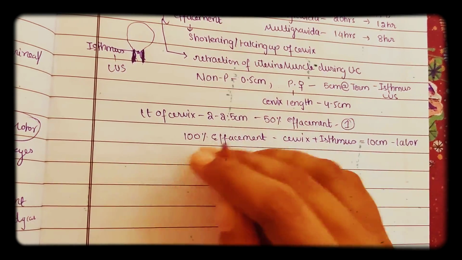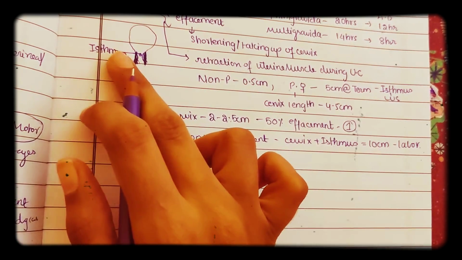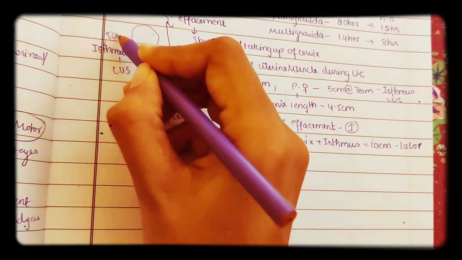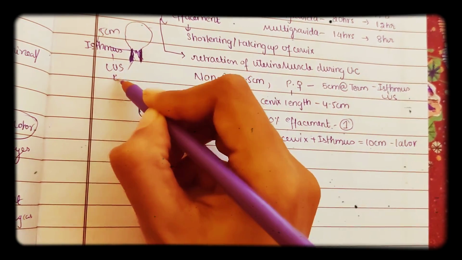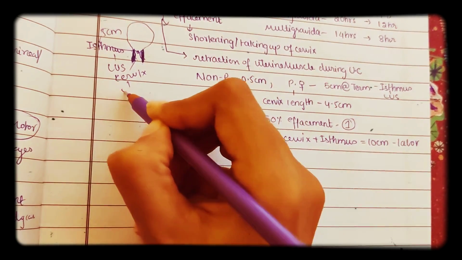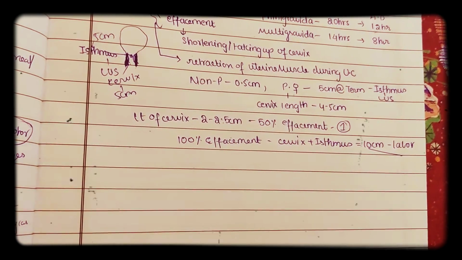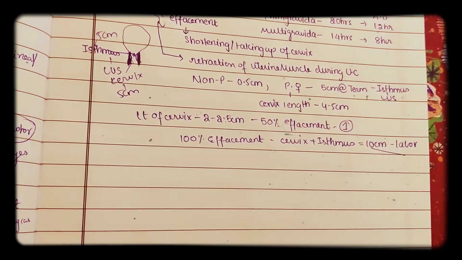In the second process there is 100% effacement. In this process, the lower uterine segment, that is the isthmus, is completely mixing with the cervix. So normally the normal value of isthmus is 5 centimeters, and the cervix normal value is 5 centimeters. So if you mix both together you'll get 10 centimeters. So 10 centimeters is the value at the time of labor because of this 100% effacement.